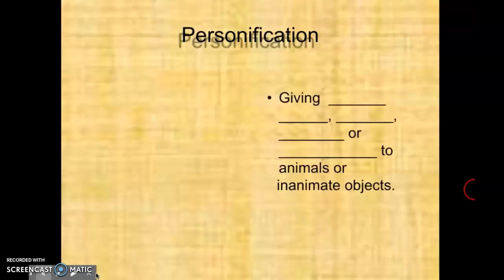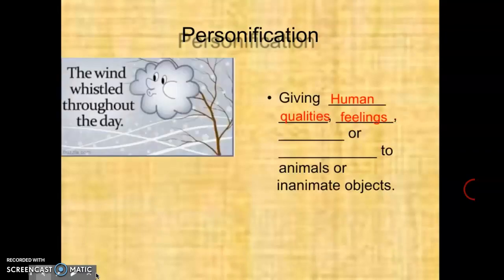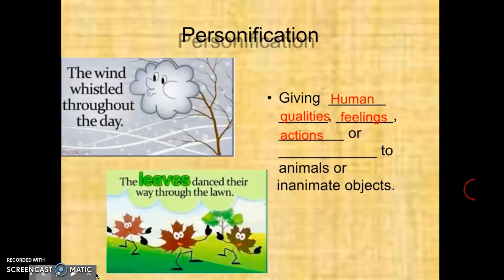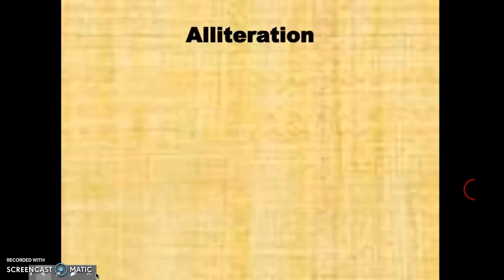Next, we have personification. Now, this is where an author gives human qualities, feelings, actions, or characteristics to animals or inanimate objects. For example, the wind whistled throughout the day. The wind cannot whistle. Or the leaves danced their way through the lawn. Leaves don't dance.